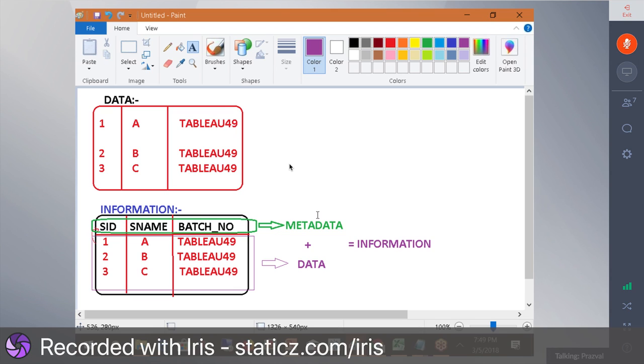What is metadata? Here the metadata is describing our data. This SID column contains all the student IDs, whereas the SNAME column contains all the student names. The batch number column contains all the batch numbers. So metadata describes the content. The descriptive information about the information system and its contents is provided by the metadata, or in simple terms, it describes our data.